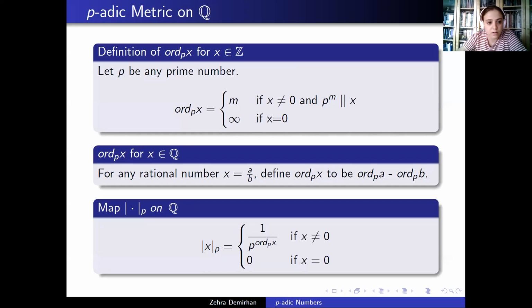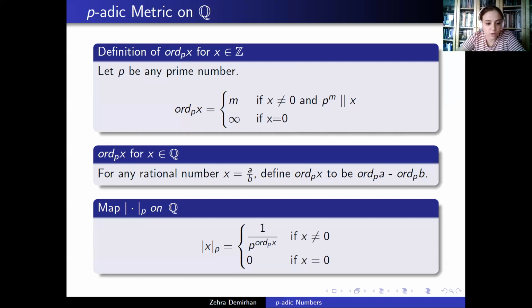Let's start by giving the definition of order_p(x) for x an integer. Here p is any prime number, and we define order_p(x) to be infinity if x is 0, and we define it to be the greatest power m of p such that p^m divides x, of course when x is not equal to 0. Now we would like to extend this definition to rationals. We do this in a linear way. We consider x as a over b and define order_p(x) to be order_p(a) minus order_p(b).